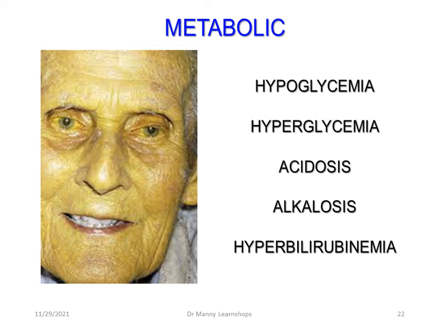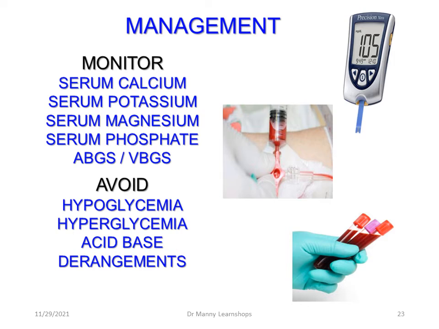Then you've got metabolic complications or potential problems such as hypoglycemia, hyperglycemia, acidemia, acidosis, alkalemia, alkalosis, and hyperbilirubinemia, jaundice. Management is monitor their electrolytes, serum calcium, potassium, magnesium, phosphate. Also, look at their arterial blood gases. There's a Dr Manny Learnshop on arterial blood gas analysis, which is very, very simple and effective. Also, we want to monitor the venous blood gases if arterial blood gas stabbing is potentially problematic. Avoid hypoglycemia, hyperglycemia, acid-base derangements.